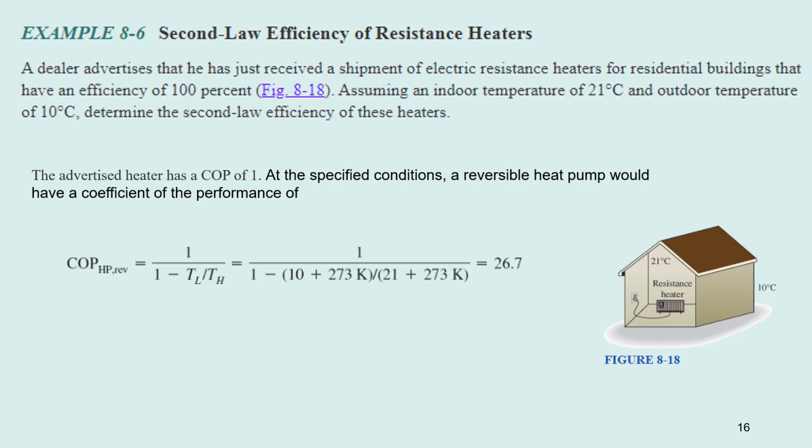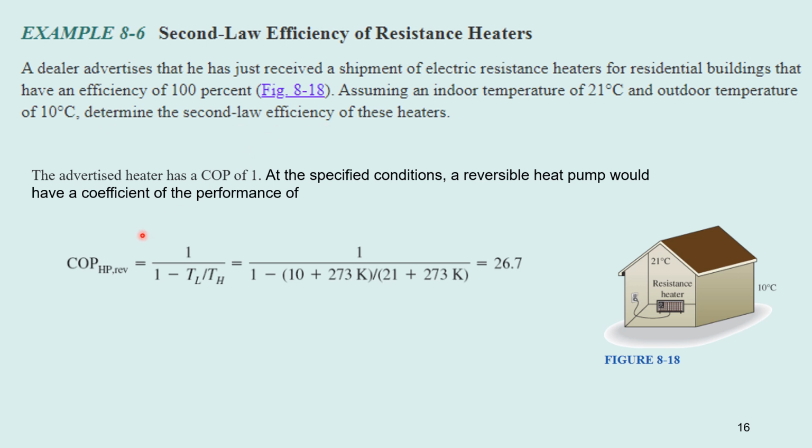So let's take a look at an example of how this works. Let's say a dealer selling heaters for a home has just received a shipment of electric resistance heaters that have an efficiency of 100%. Assuming an indoor temperature of 21 degrees C and an outdoor temperature of 10 degrees C, determine the second law efficiency of these heaters.